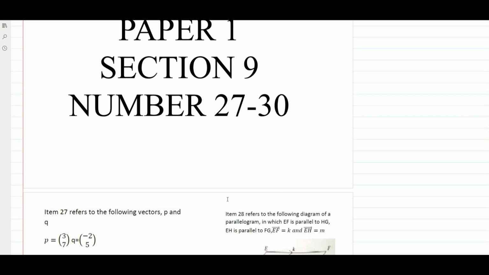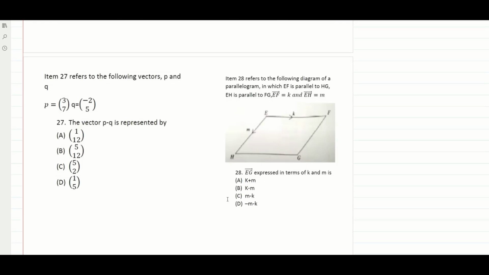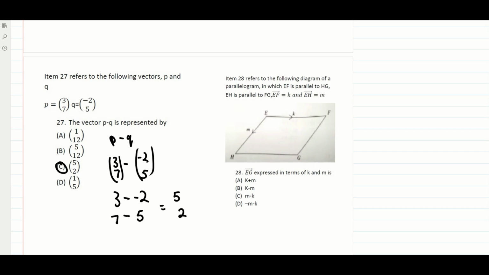Right, January 2022, paper 1. Let's look at this question. We did this question already, but let's look. P minus Q, that is 3, 7 minus 2, 5, right? So this will turn into 3 minus 2 and 7 minus 5. 3 minus 2 is 5, 7 minus 5 is 2, so that's 5 on top, 2 at the bottom, that's C.